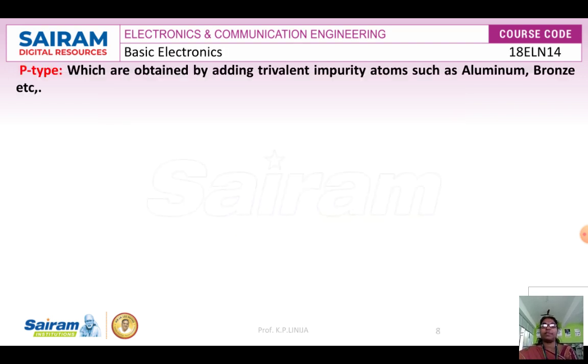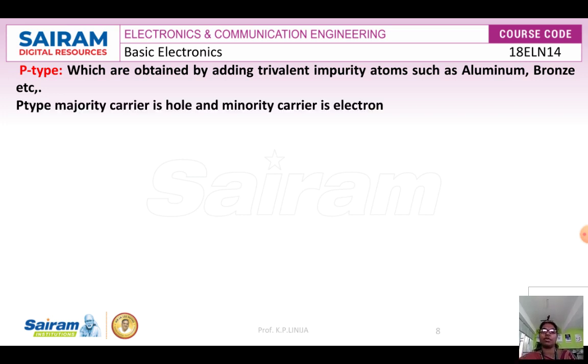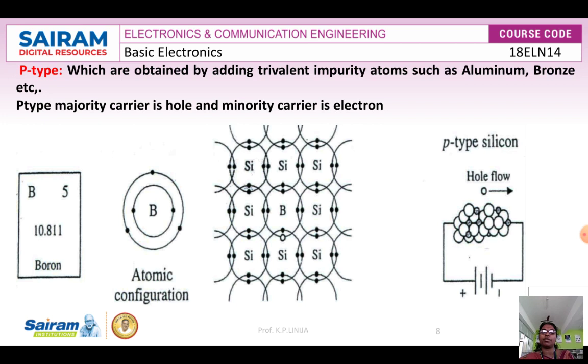Next we will see the P-type semiconductor. How is a P-type semiconductor obtained? By adding trivalent impurity atoms such as aluminium, boron, etc. In this example, we considered boron, whose symbol is B. In P-type, the majority carrier is the hole and the minority carrier is the electron. Here we are adding boron as the impurity, so in the crystalline structure of silicon, boron B is added.